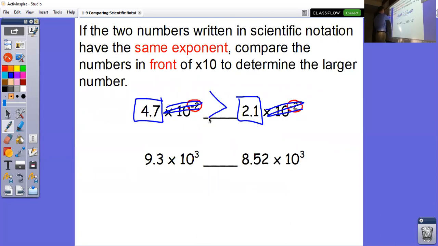In the second one, again, we have the same exponent. We have a 3 and a 3, but these numbers are not equal to each other. You have a 9.3 and an 8.52. 9.3 is larger than 8.52, so this is greater than. So if the exponents are different, you compare the exponents. If the exponents are the same, you look at the numbers that are in front of the times 10.